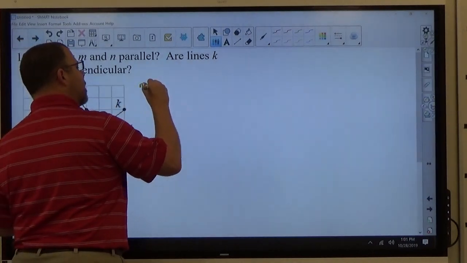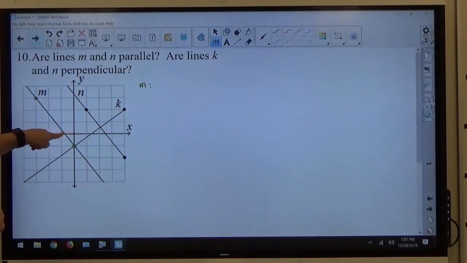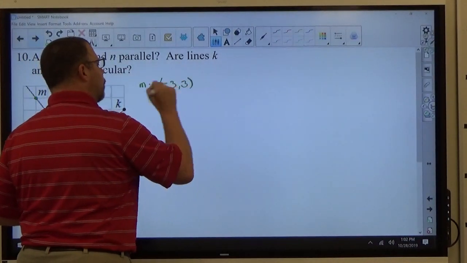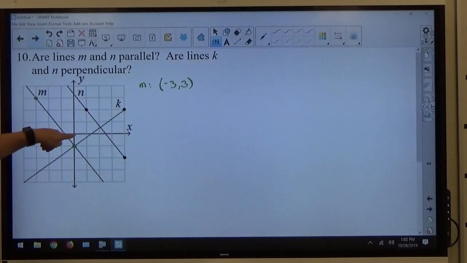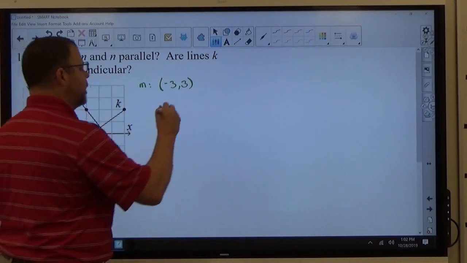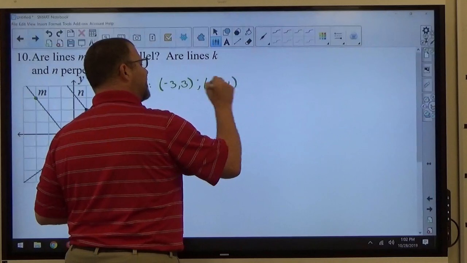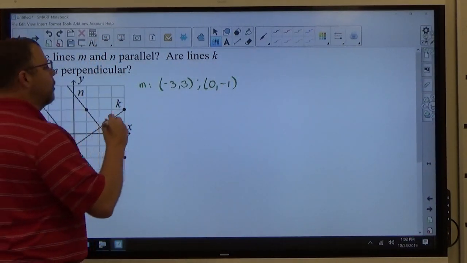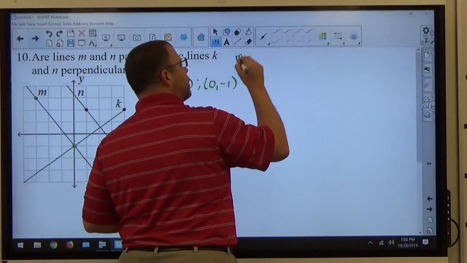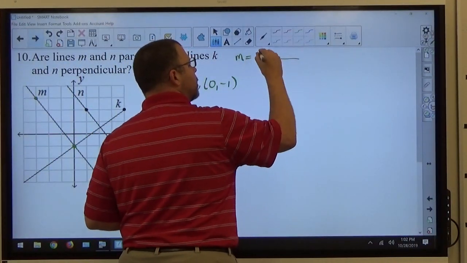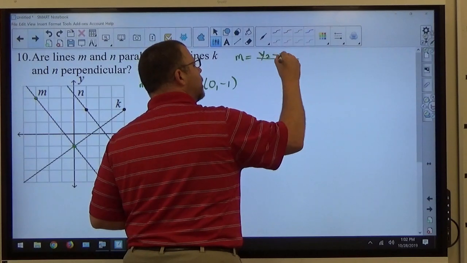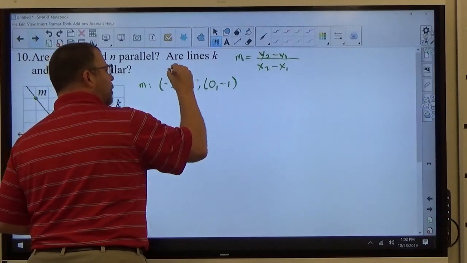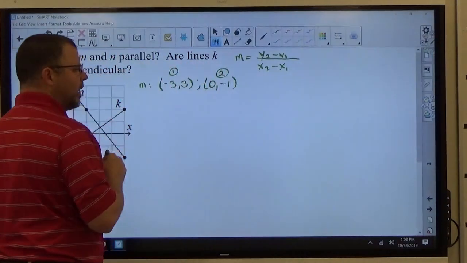If I'm looking at line M, I can see very clearly that if I go 3 left and 3 up, I get to a point. So negative 3, comma 3 is 1 coordinate. And if I go 0 left or right and 1 down, that'd be 0, negative 1, that's the second point. Just like that, I've gotten 2 points on line M. The slope formula I'm going to use for every single one of these is the slope is y2 minus y1 over x2 minus x1. I'm going to identify a point 1 and a point 2. It really doesn't matter which one's which. And we're going to apply the formula.